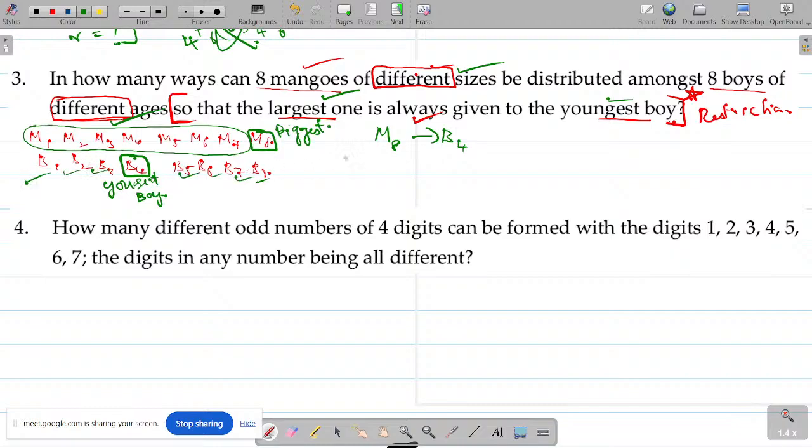Am I right? So how many mangoes here? 7 mangoes. To how many do I have to distribute? 7 boys. Obviously, this can be done in 7 factorial ways. Always remember, whenever we have a restricted case, we have to focus on the internal arrangement. Obviously, internal arrangement is not playing a big role because it is only 1 mango to 1 boy. So n is equal to 1 and r is equal to 1.